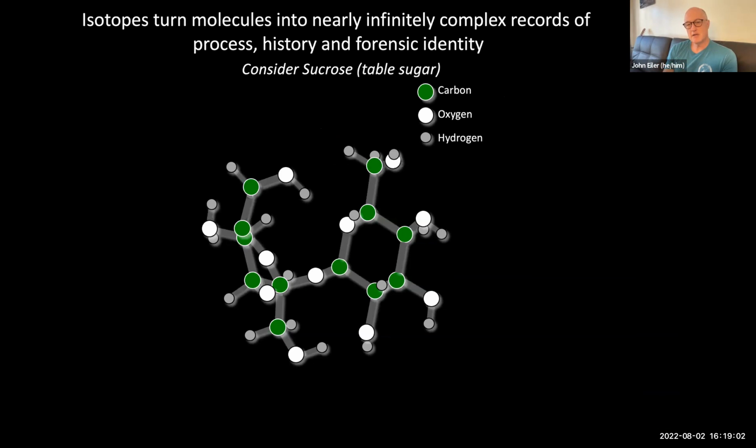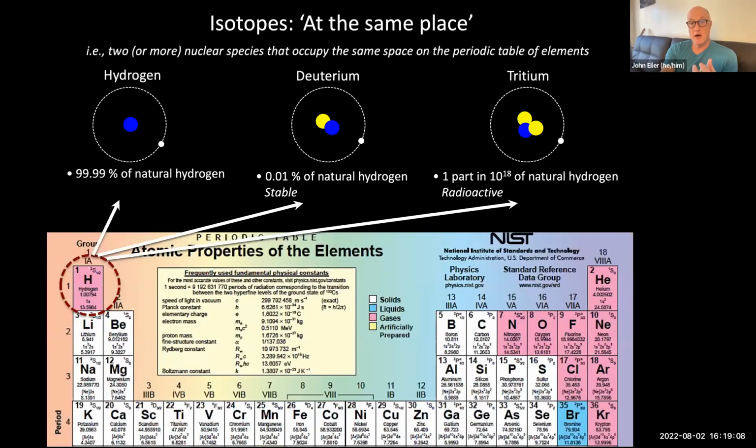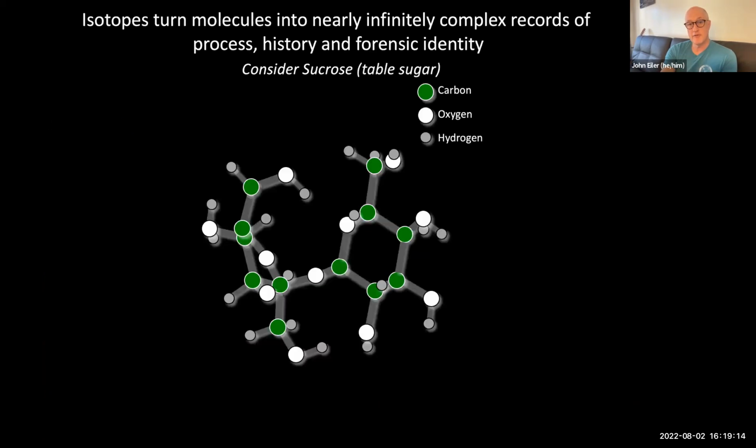And that is the concept of what we call isotopologues. An isotope is a version of an atom that differs in numbers of neutrons from its more abundant, more common relative. An isotopologue is a version of a molecule that has a different mixture of isotopes within its structure.